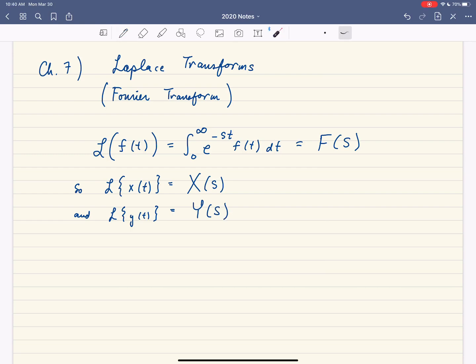I want to point out that, not for any good reason, I switched from parentheses to brackets. Both of these are commonly used for the Laplace transform. They don't mean anything differently. Everything is defined exactly the same. So with a bracket, this would be the integral from 0 to infinity, e to the negative st times x of t dt. And likewise for the Laplace transform of y of t.